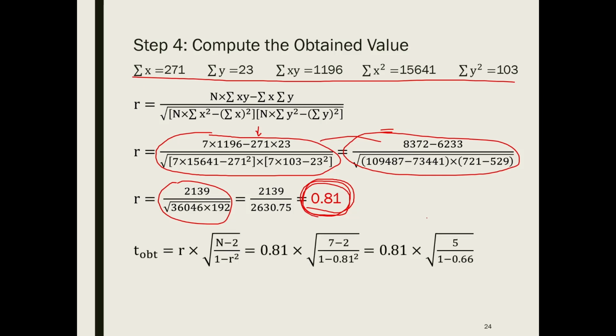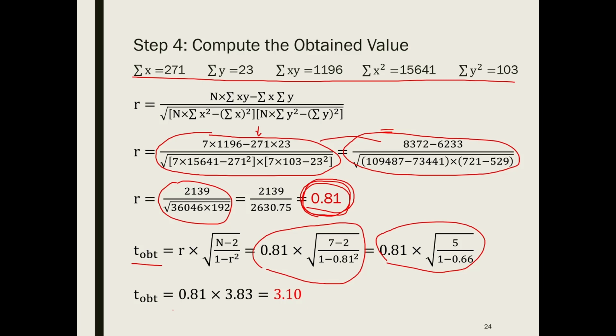Now, since you have that, we will have an easy formula. The obtained t-value will be R multiplied by the square root of the total sample size minus 2, which is the degrees of freedom, divided by 1 minus R squared. Again, carefully calculate this part and this part, and eventually you will get the t obtained as 3.10. Now we have the R, the coefficient, and the obtained t value.